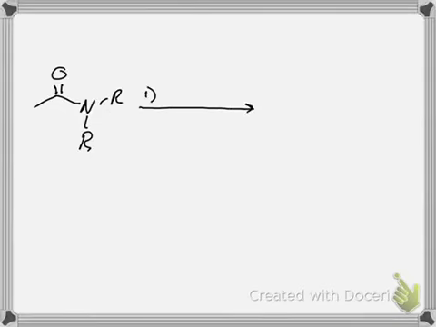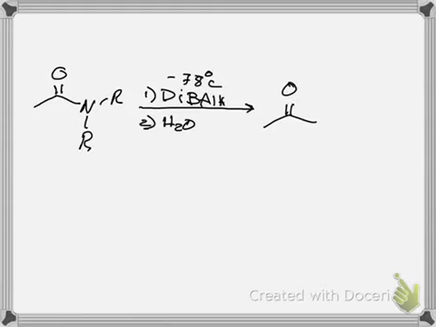So let's take a look at another set with this. Let's look at this DIBAL reaction with an amide. DIBAL followed by water at negative 78 degrees C, and what we get out of it is an aldehyde. Just like the other ones. Awesome, right? Well, here's why we got to worry about the temperature.